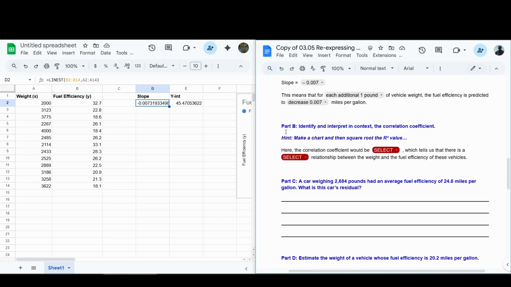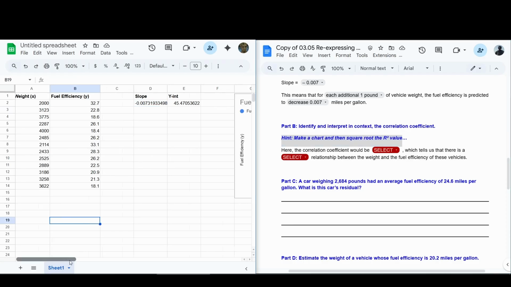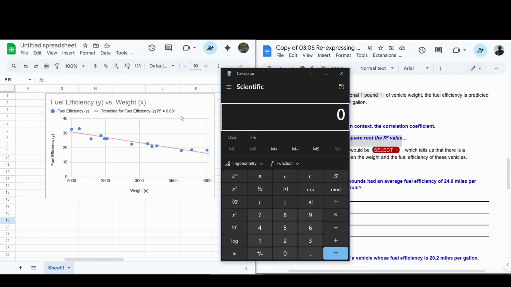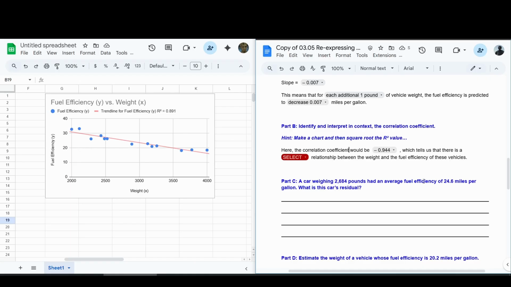All right, for the next part, part B says identify and interpret in context the correlation coefficient. And I gave you a hint, make a chart and then square root the R squared value. So this is already done. Here we go. This has already done that R squared value. This is 0.891. Our correlation coefficient is from this just by square rooting that number. So if I do 0.891 and I click the square root button, this gives me, so this is going to be negative 0.944.